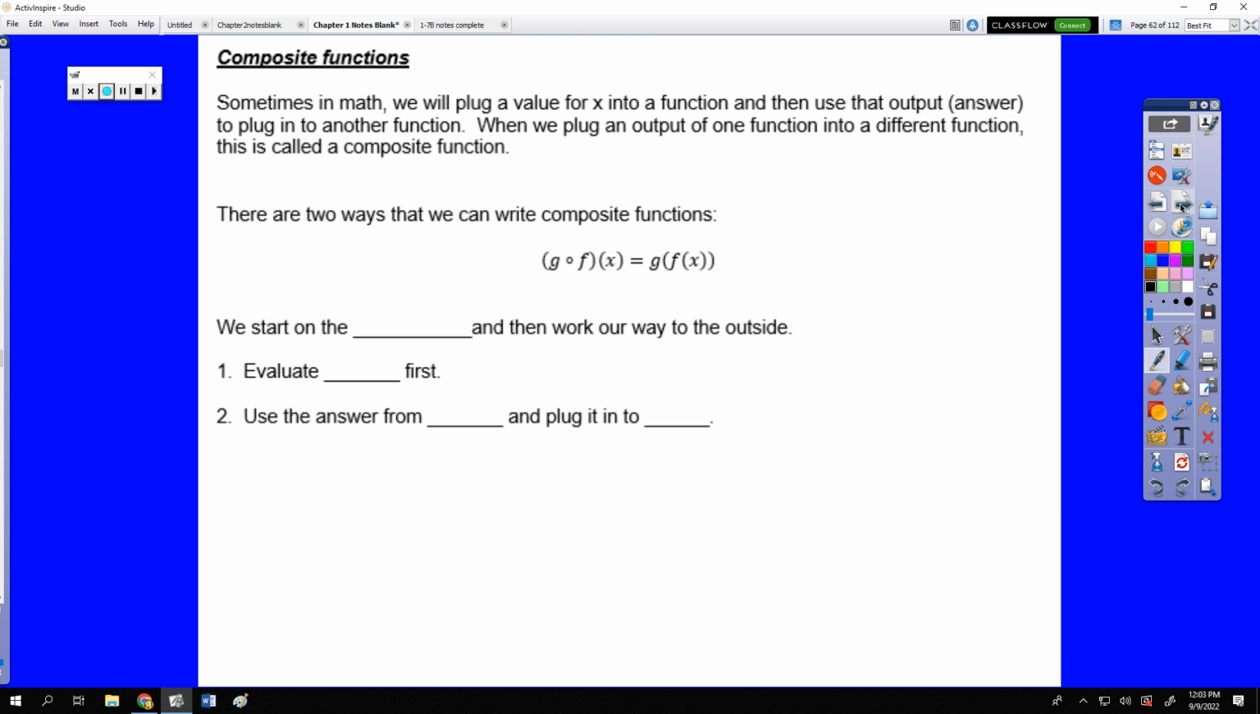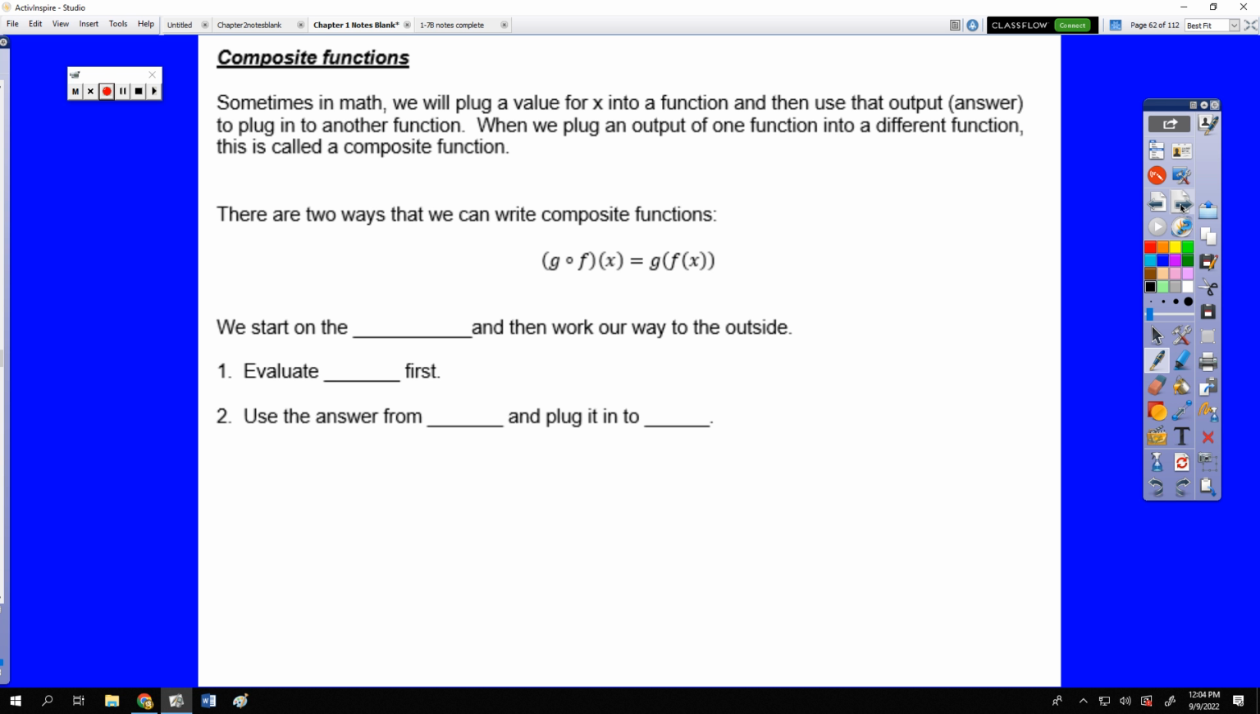Okay, next up is another type of operation we can carry out on a function, which is called composition. Sometimes what we do is we take the x value, the input for a function, and when we get the output, we'll actually take that output and make it the input for another function. So we'll take the answer from f of x and plug it into g of x, or vice versa. Sometimes we can even plug it into the same function again. So there's two different ways to write that. That's called composition of functions.